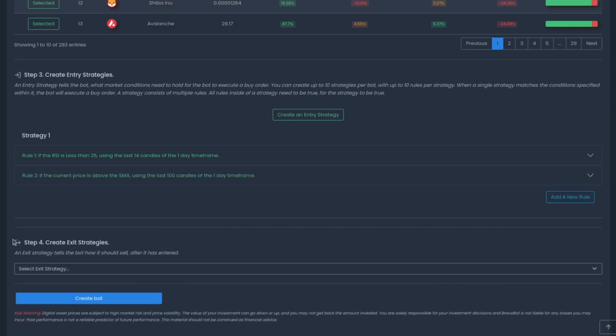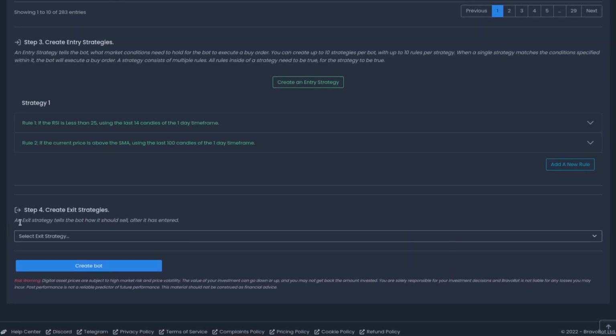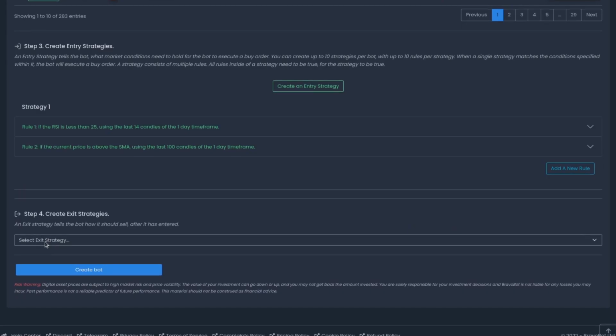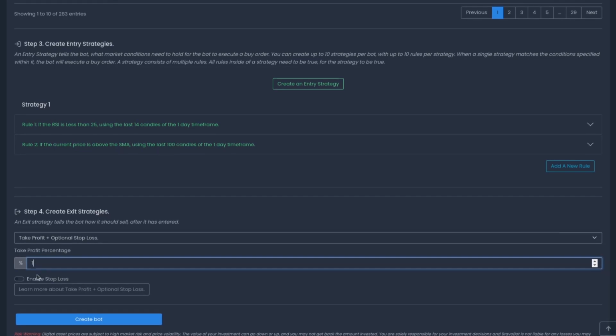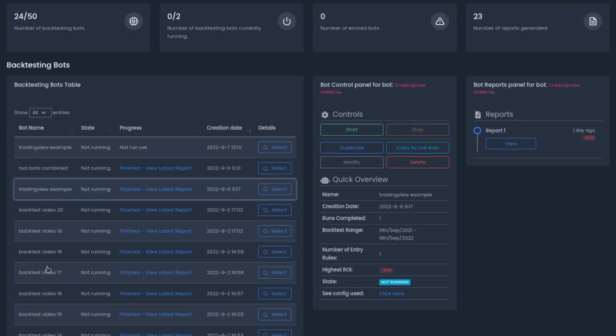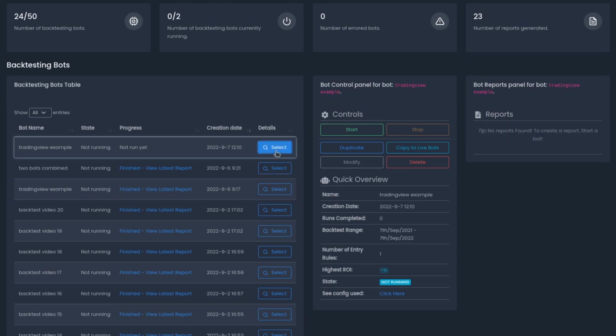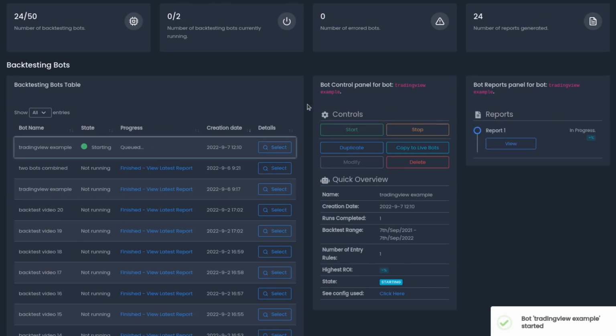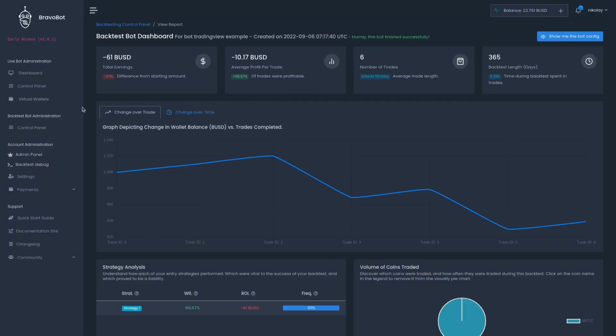For this example, let's make it as easy as possible. So for the exit strategy, let's use a regular take profit at 1% and a stop loss at 5%. Now I'm going to run the bot. I'll be back once the bot has finished with the backtest for further analysis. As you can see, the bot did not perform well at all.